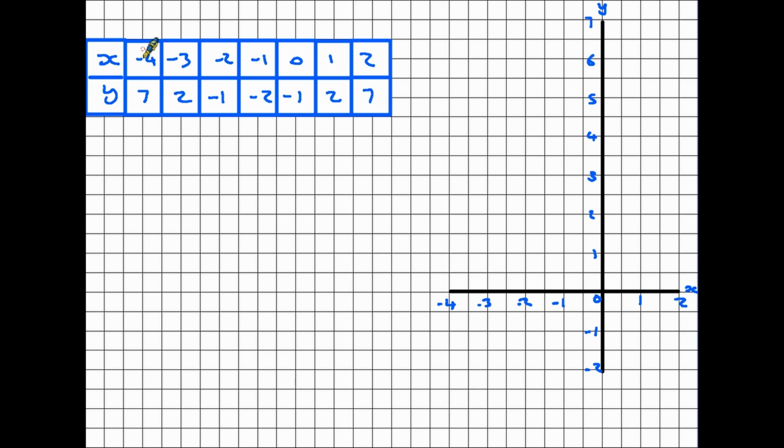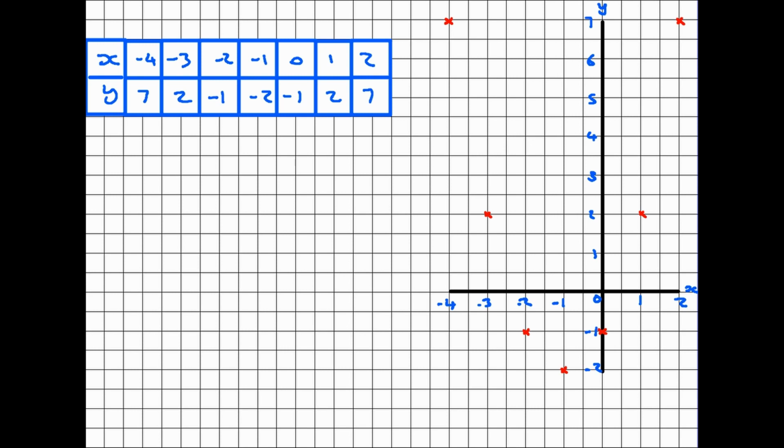Let's plot these then. Our first coordinate is minus 4, 7. So minus 4 along the x, and 7, we're going to plot it just there. Minus 3 and 2 brings us to here. Minus 2 and minus 1 is here. We then have minus 1, minus 2. We have 0, minus 1. We have 1, 2, and we have 2, 7.